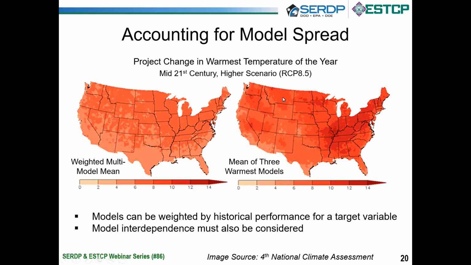I would point out that the figure on the left shows the weighted multi-model mean change in mid-21st century temperature in degrees Fahrenheit when we take into account the historical performance and then the model independence, and the plot on the right shows the mean of the three warmest models in CMIP5, and we can see that there's about 4 degrees more warming with the warmest of the models in the Midwest, and so this gives you a rough sense of the spread and of the different ways that we can cut the multi-model ensemble.